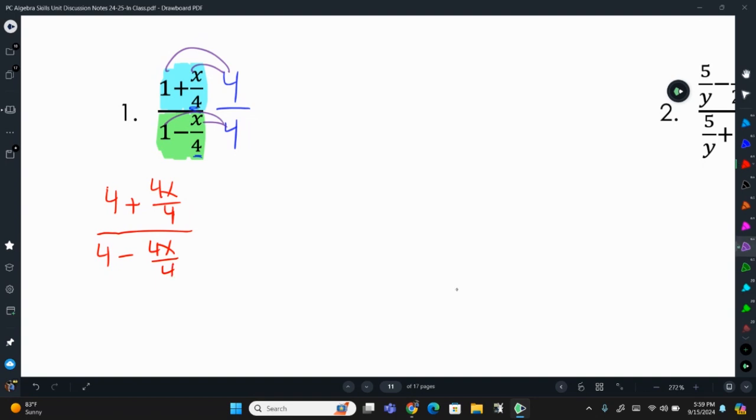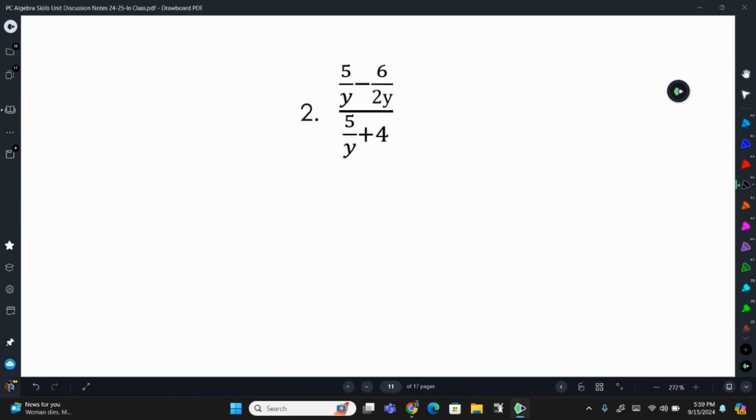Well, if you look at these now, you can simplify this by canceling the 4's. And then you're left with 4 plus x over 4 minus x. And you don't do any more simplifying from that. That's your final answer.